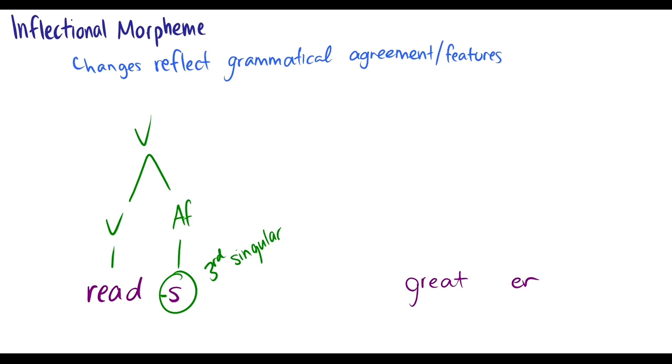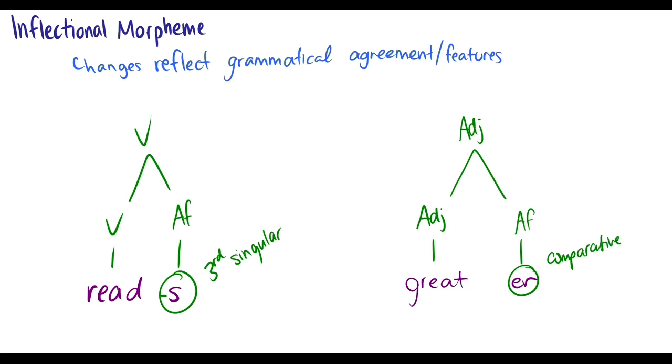What about greater? Well, it's great. It's an adjective. And this is an affix, and together it makes greater, which is also an adjective, but we call this one the comparative ER. So this compares two things. So great becomes greater. And it's a grammatical function. It is not a meaning function. So that is very important to make the distinction there.